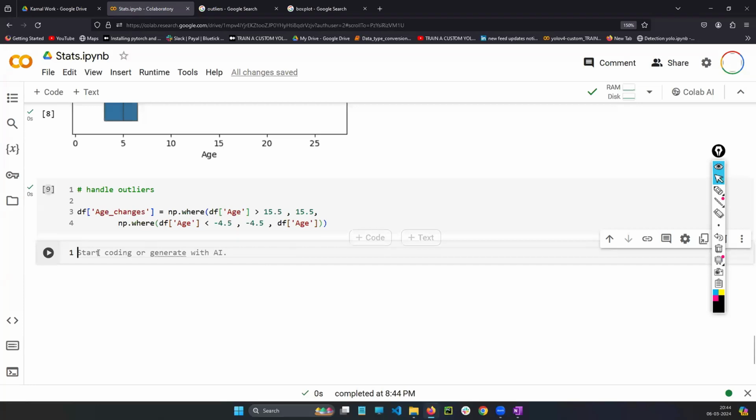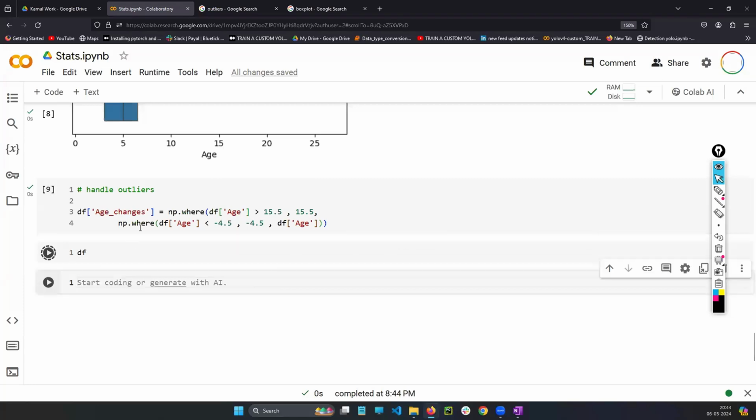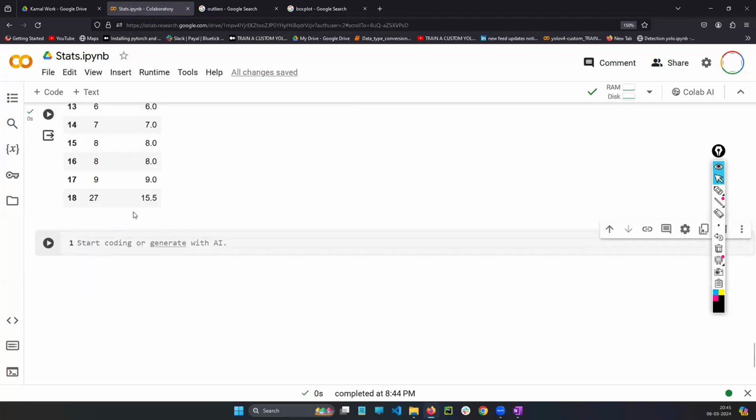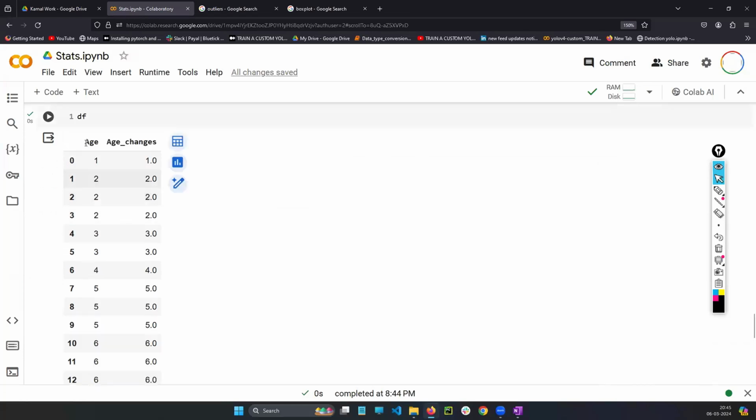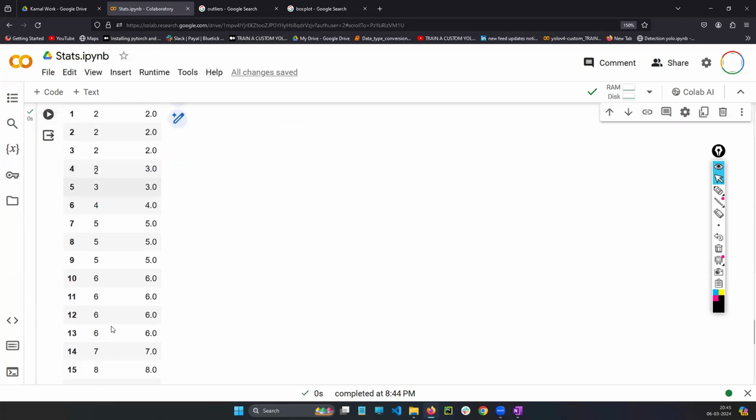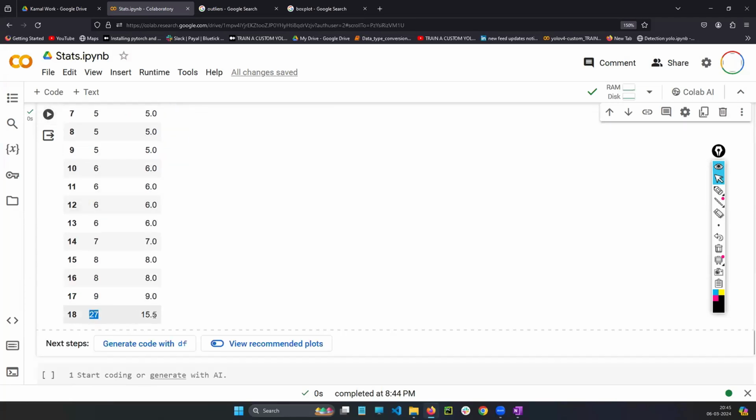See, it is running. Now if I show the df in front of you, you will have two different columns. One is age, which is the original one, and the other is age changes. There are no minus values, so there is no need for that. But see, 27 changed to 15.5 or not? Yes, sir. Yes or no?